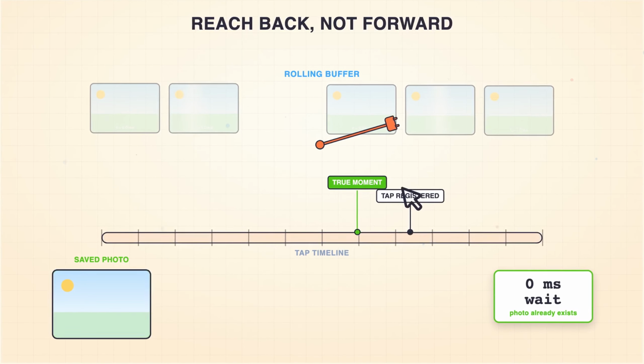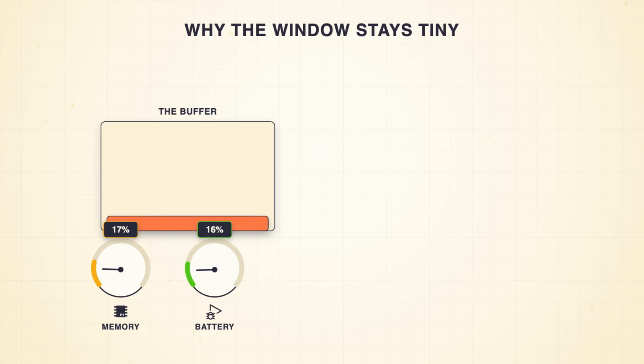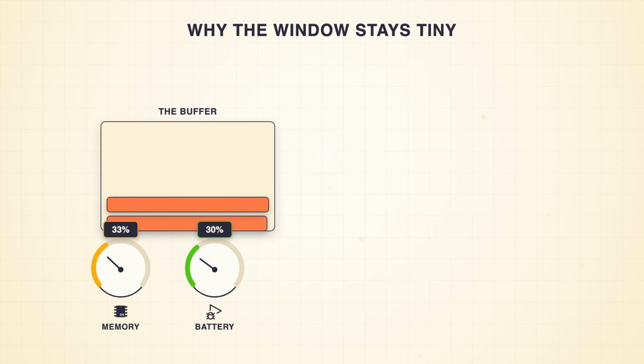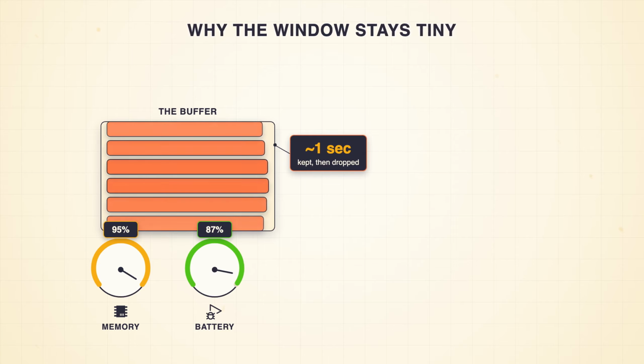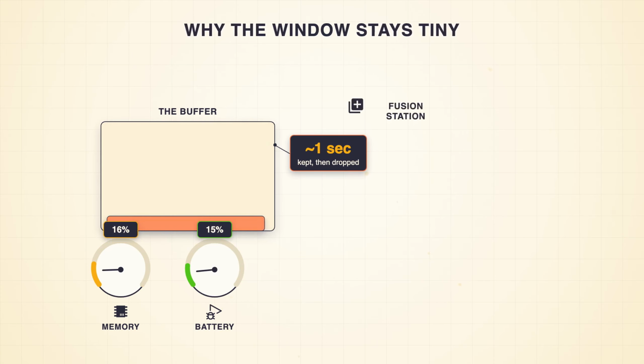The photo already exists. So why not just keep everything? Why hold half a second and not the last 5 minutes? 2 reasons, and they are the same 2 reasons that limit everything on a phone: memory and power. Every frame held is space taken and energy spent keeping it live. A tiny window is cheap. A long one would eat your storage and drain your battery for photos you will almost never want. So the buffer stays deliberately small, and the old frames are thrown away the instant they age out.